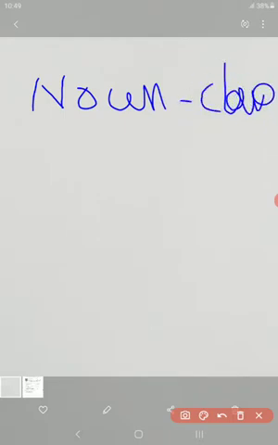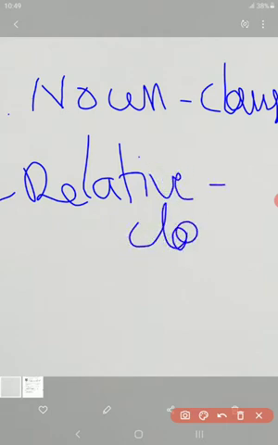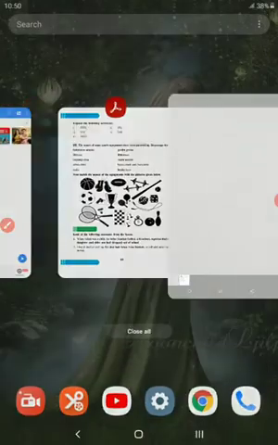One is a noun clause, N-O-U-N, noun clause, C-L-A-U-S-E, and another one relative clause, R-E-L-A-T-I-V-E, relative clause. So we will study about these two clauses, okay, noun clause and relative clause. Now we will just read those example sentences, then you will understand.